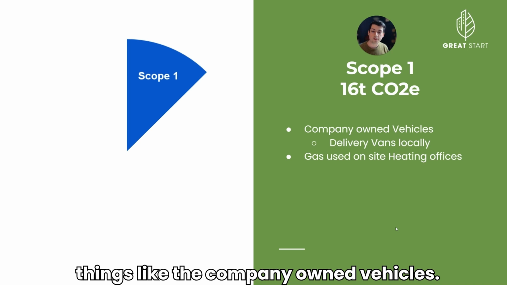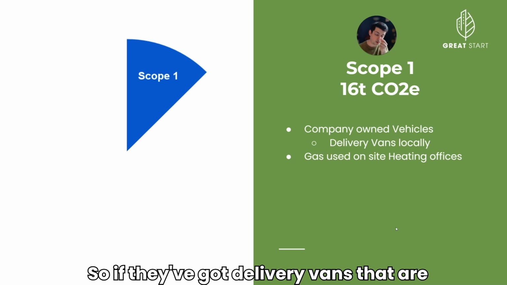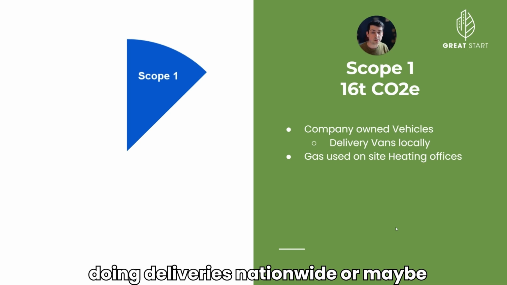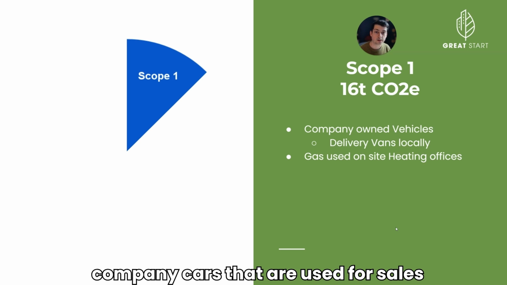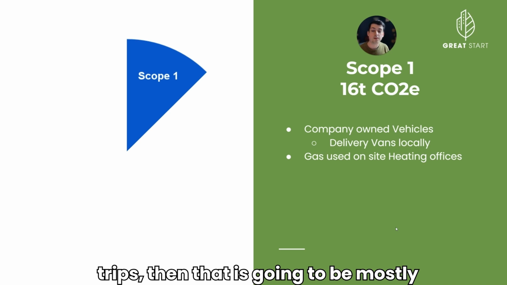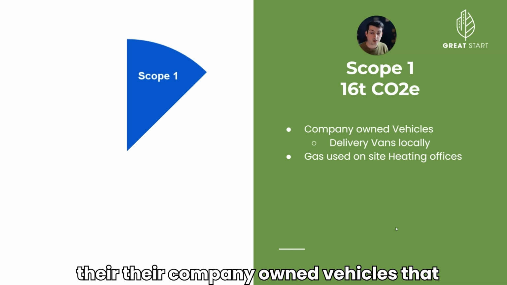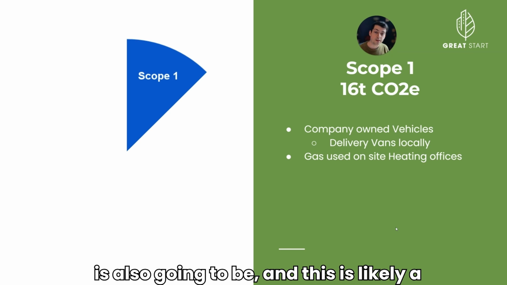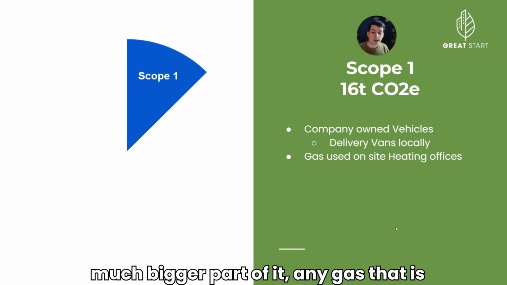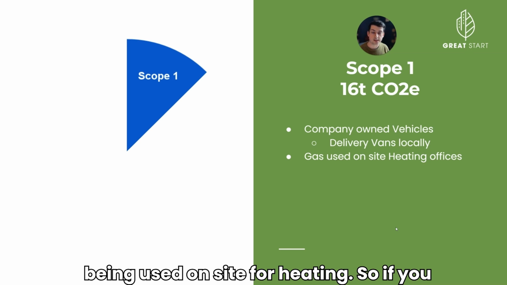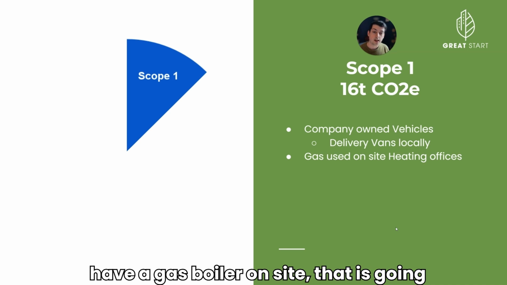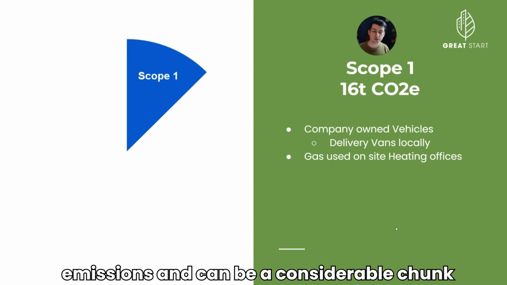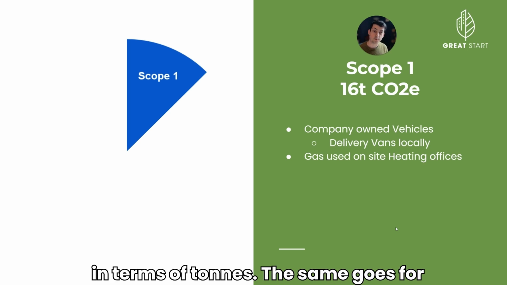If we dive into Scope 1 and really look at what is generating the emissions in the Scope 1 category, it's going to be things like the company-owned vehicles, so if they've got delivery vans that are doing deliveries nationwide, or maybe company cars that are used for sales trips, then that is going to be mostly their company-owned vehicles that are contributing towards their Scope 1. There is also going to be, and this is likely a much bigger part of it, any gas that is being used on site for heating. So if you have a gas boiler on site, that is going to be a really big part of your Scope 1 emissions and can be a considerable chunk in terms of tonnes.